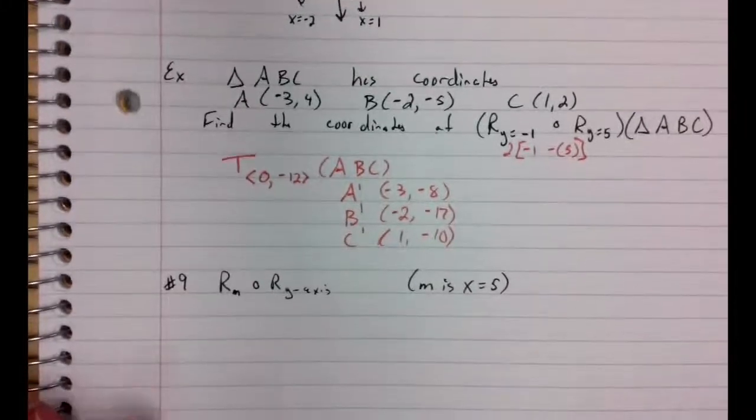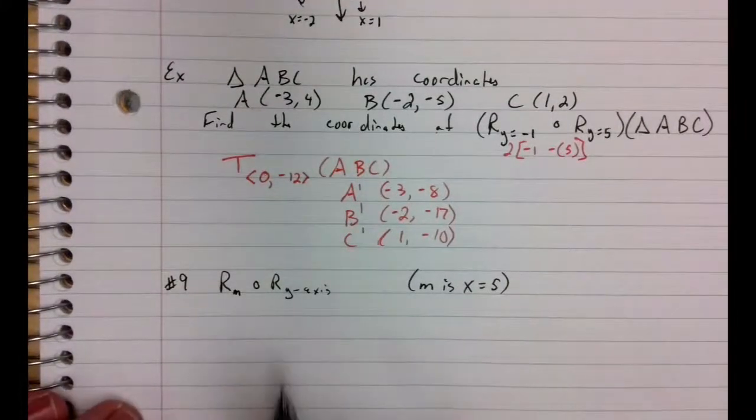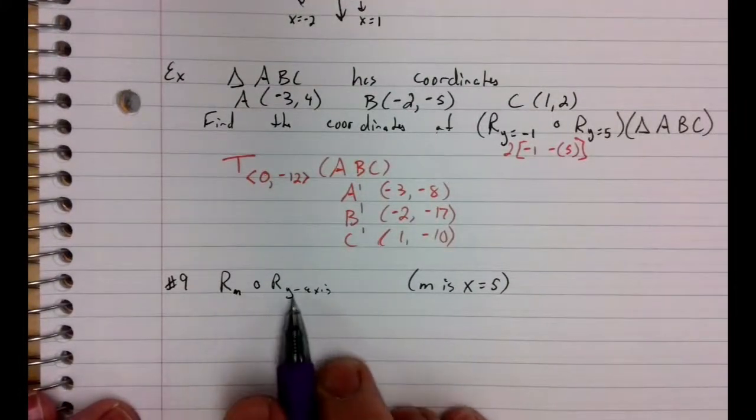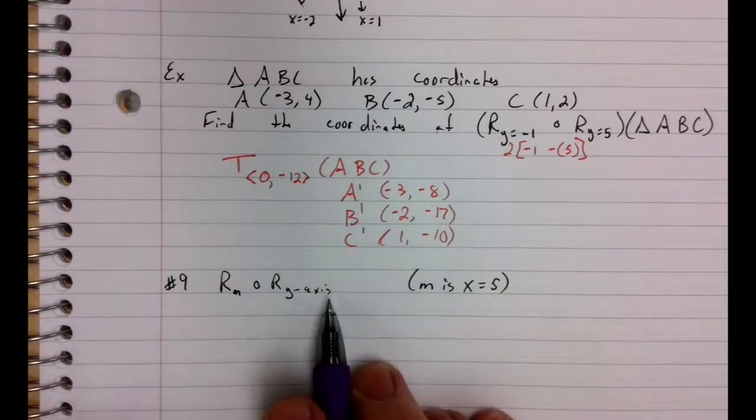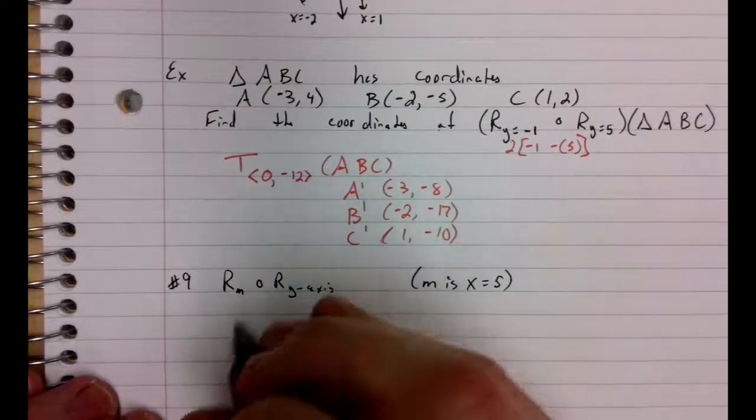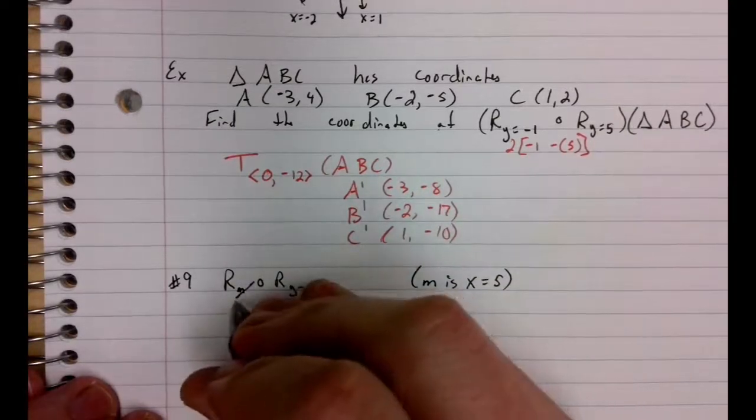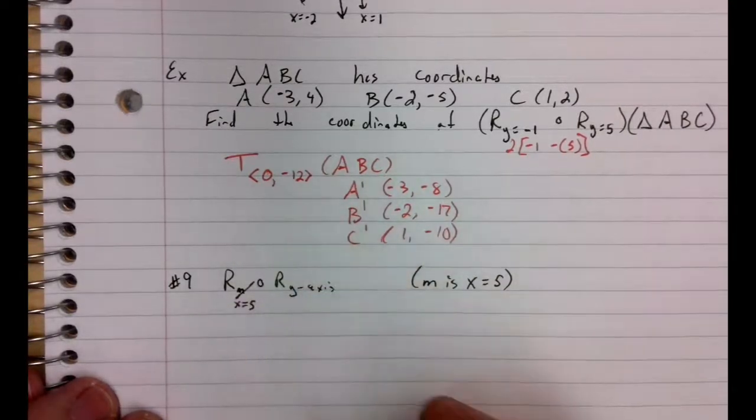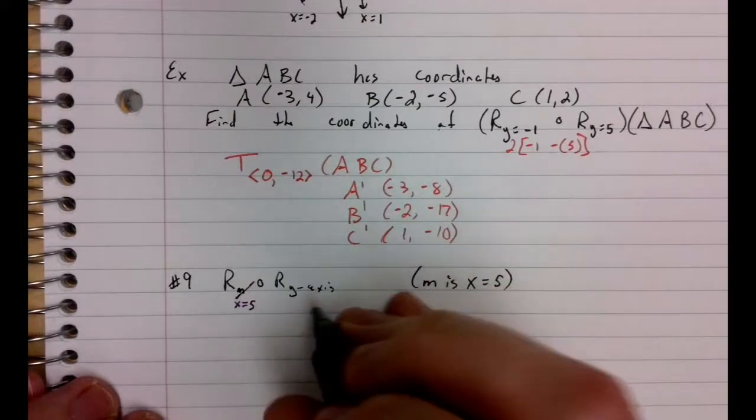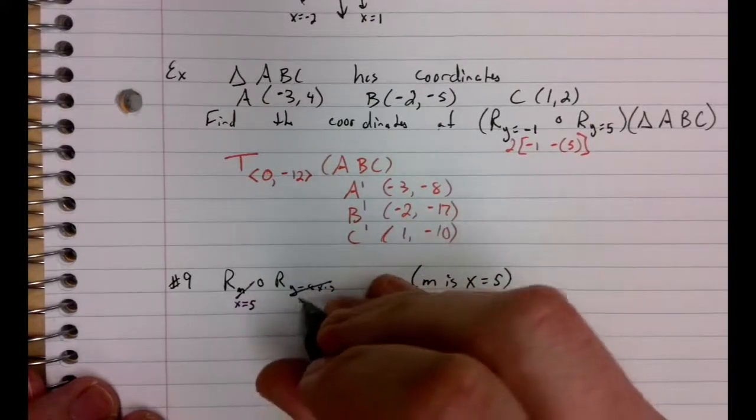So here's the first problem you have on your homework. Alright, number 9 says R of M composed with R of y-axis, and it just wants to know what would the translation rule be. Well, they're trying to trick you here. They tell you in the directions that M is actually x equals 5, so I'm going to replace that with x equals 5. I know for a fact that the y-axis is just the line x equals 0.